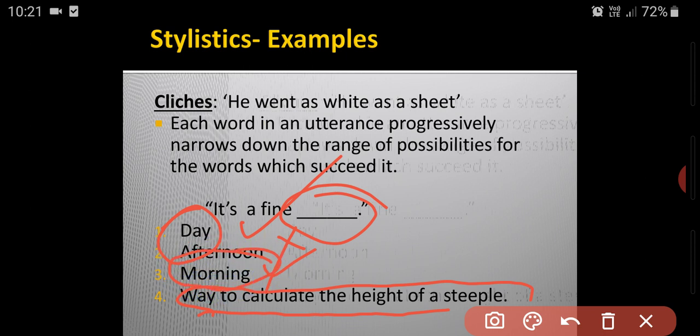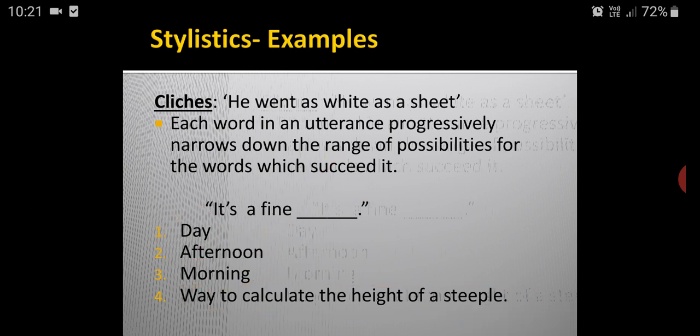Okay, it's the most probable. See, you need to narrow down the range of possibilities for the words which succeeded. So when you narrow it down, you finally end up with the most probable, the most possible, the most apt word that could go into the making of that collocative phrase. All right. Okay.